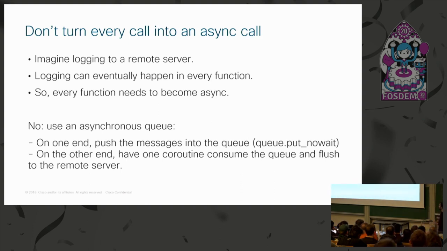For instance, in the case of a logging server, imagine that you're logging to a remote server, then you don't have to wait for these logging messages actually to be transmitted. You want the logging to happen in your server, but you want your execution to go on as soon as possible. And so instead of using an await in front of your logging calls, it's best to implement your logging framework in a way that you push all your logging messages into an async queue, and somewhere else you have a coroutine that consumes the queue and flushes the messages over the network. And so that way your functions don't have to be async, not necessarily.